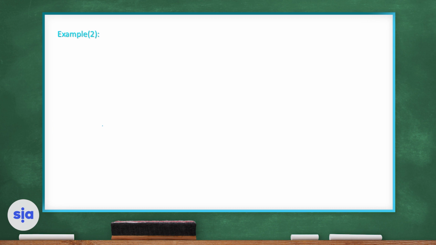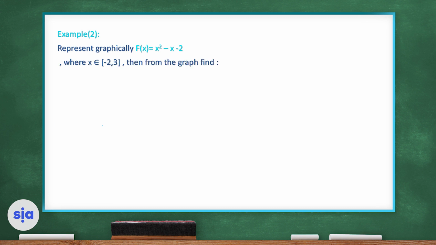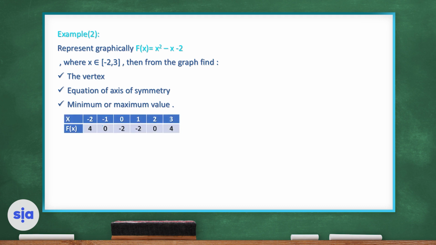Let's go now to example 2. Another function. The question is asking us to represent it graphically. And for x values, -2 until 3, and then we'll be able to find the vertex, the equation of axis of symmetry, and the minimum or maximum value. Let's start with the table of values. We replace x by -2, -1, 0, 1, 2, and 3. We get out the results.